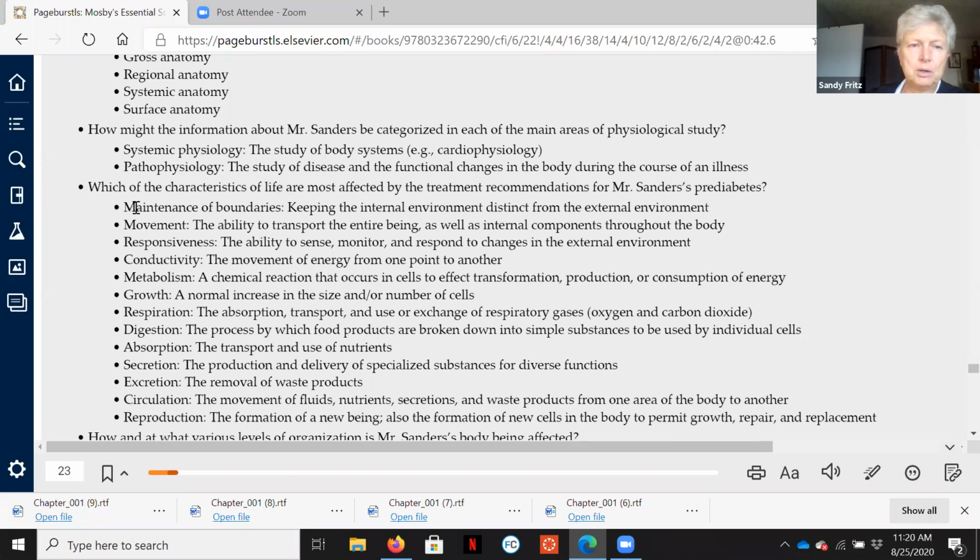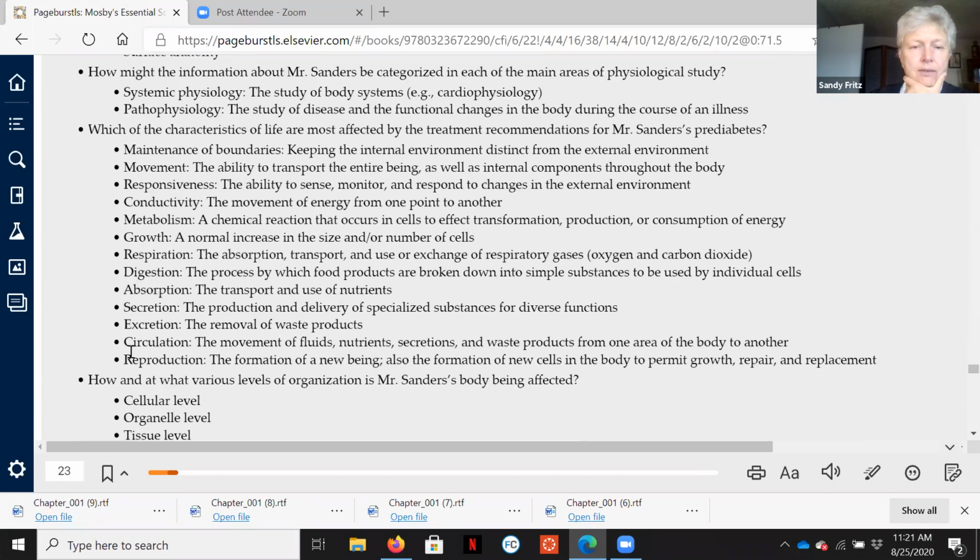So as we go through these, maintenance of boundary, movement, responsive conductivity, the first one I see that jumps out at me is metabolism, also growth as part of the weight gain, potentially digestion and absorption, what's going on there, and maybe even circulation as we try to figure out how hormones that are involved in diabetes are moved out through the body.